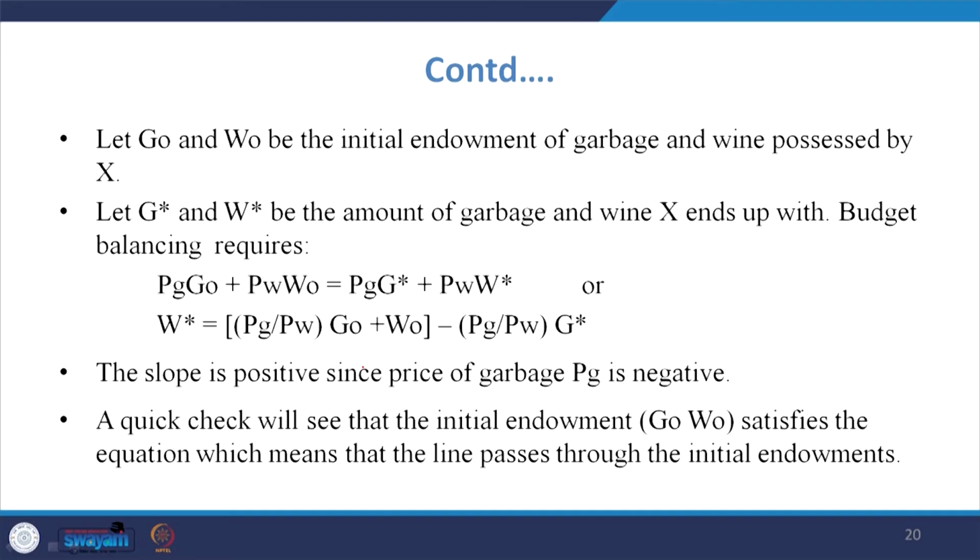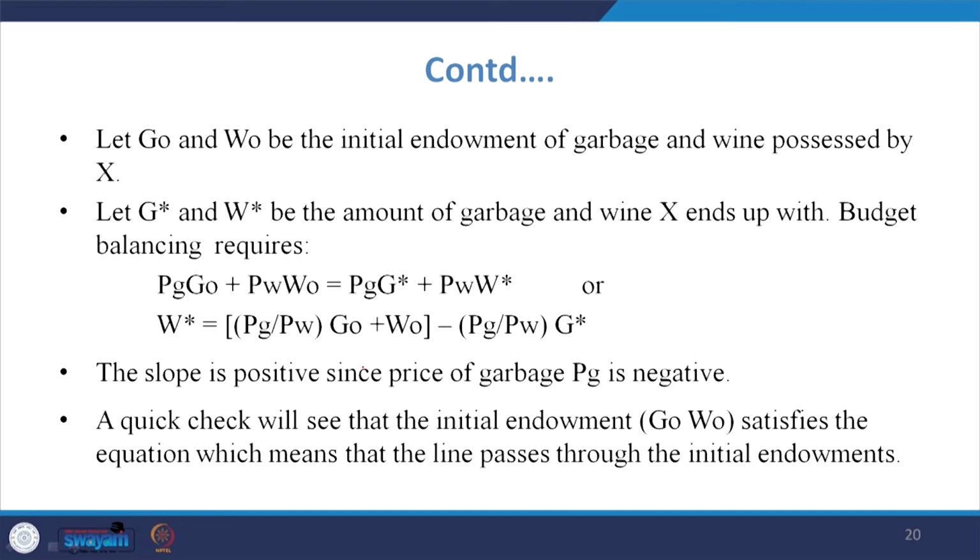PG is the price of 1 unit of garbage, G0 is the quantity of garbage. So, if you multiply the quantity of garbage with the price of garbage, try to understand that PG is negative, because garbage is a negative product. No one would like to purchase garbage unless a price is paid by the person who is selling the garbage. So, PG is negative, but PW is a positive price and W0 is the quantity.